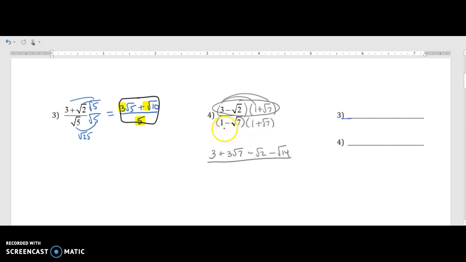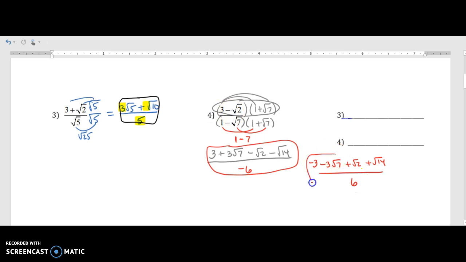Now, in the denominator, because I know they're a difference of 2 squares, all I really have to multiply are the first and last terms. And that's going to give me 1 times 1 is 1. Then root 7 times root 7 is going to be minus 7. 1 minus 7 is negative 6. I did accept this answer, okay, but you could divide everything by negative 1 and get negative 3 minus 3 root 7 plus root 2 plus root 14 all over positive 6. Both of these answers were accepted.